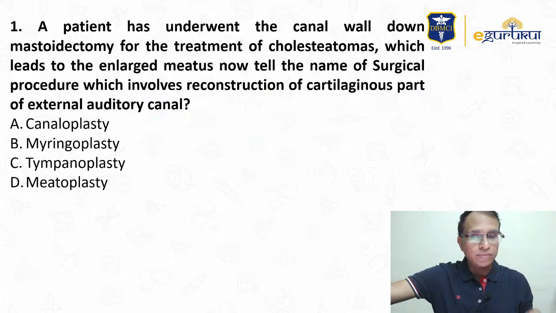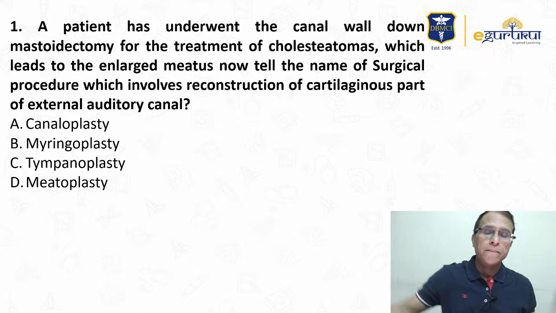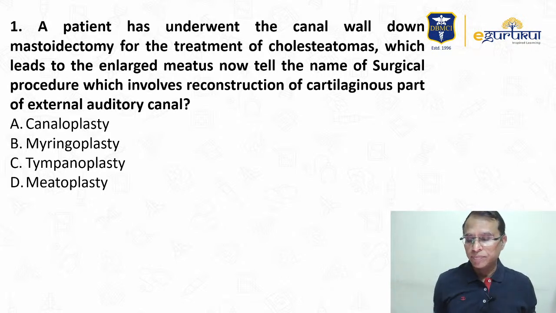Now the first question. A patient has undergone canal wall down mastoidectomy for the treatment of cholesteatoma, which led to enlarged meatus. Now tell the name of the surgical procedure which involves reconstruction of the cartilage part of the external auditory canal. Is it canaloplasty, myringoplasty, tympanoplasty, or meatoplasty? What is it?